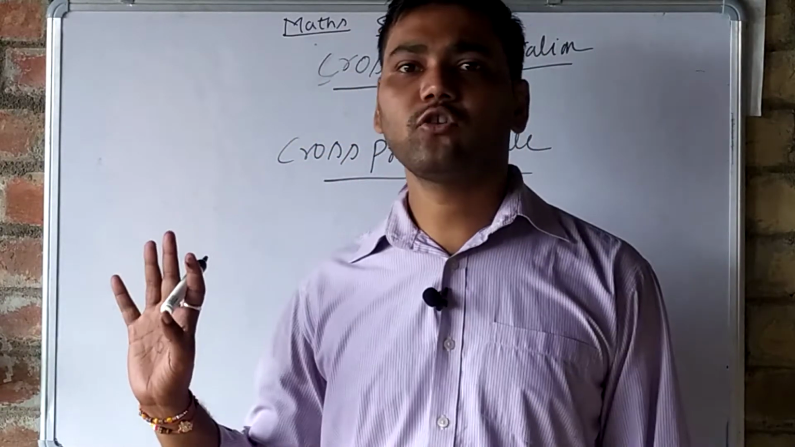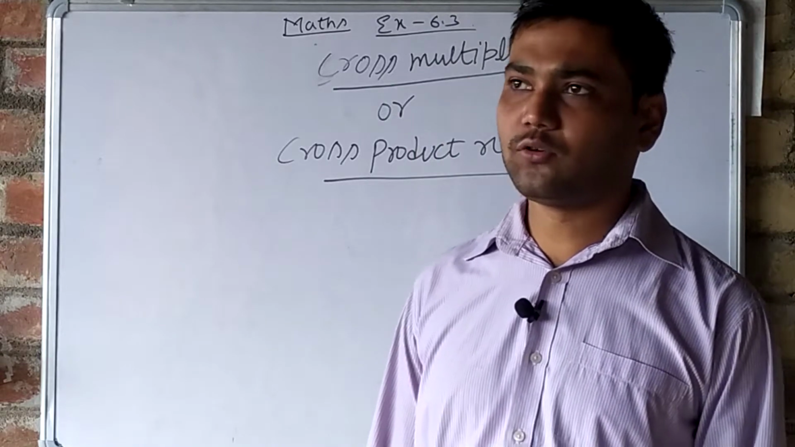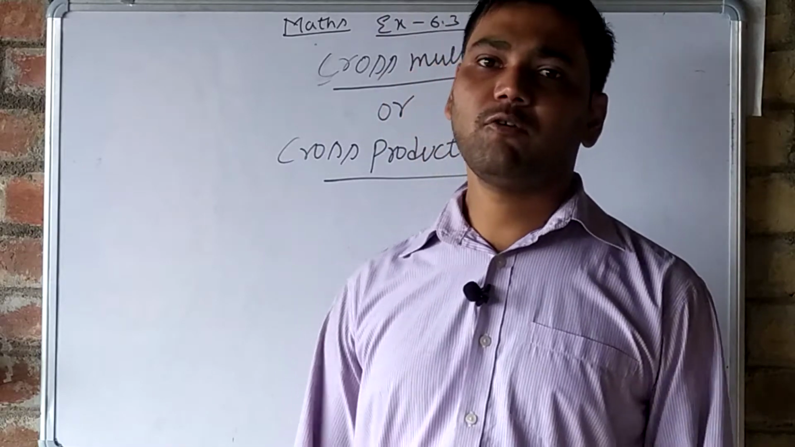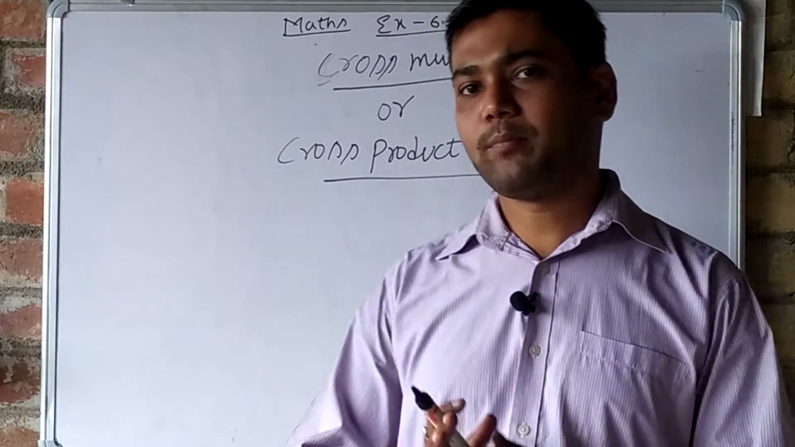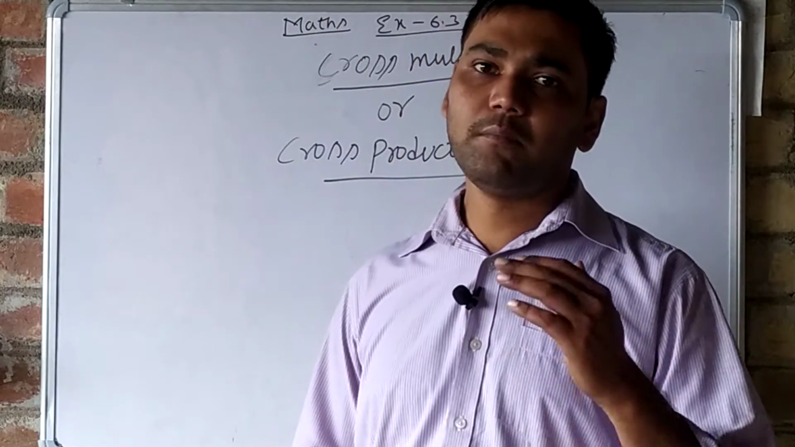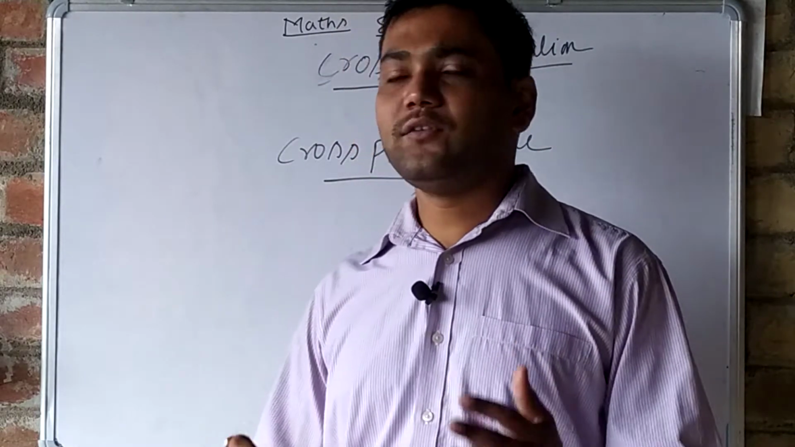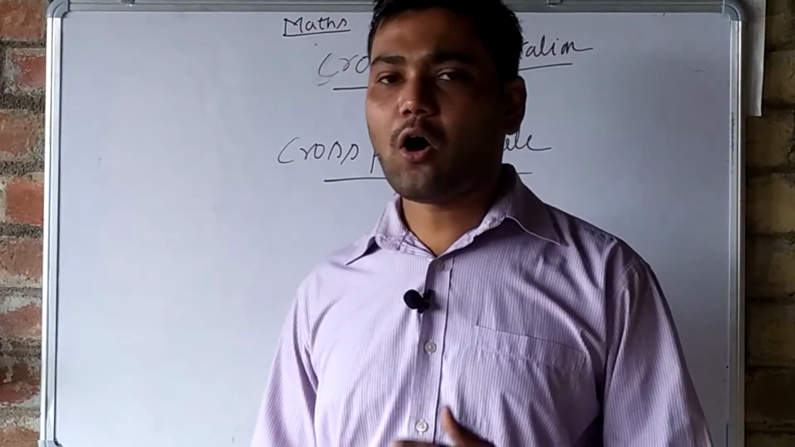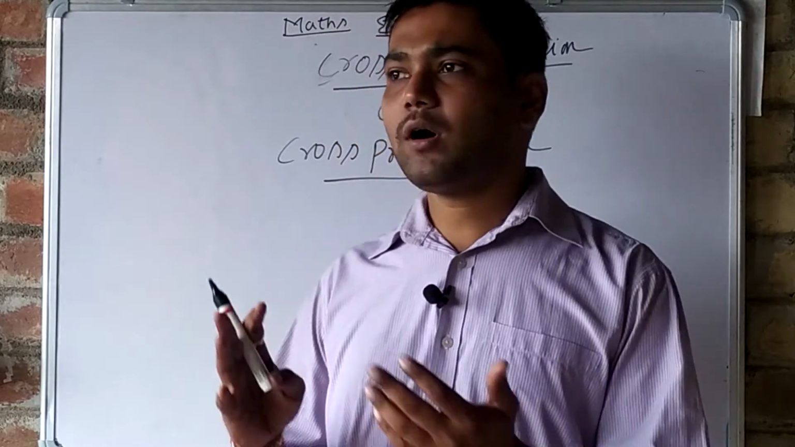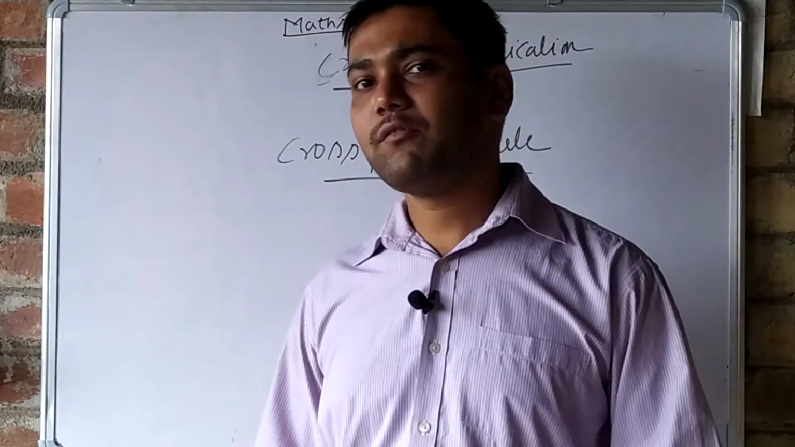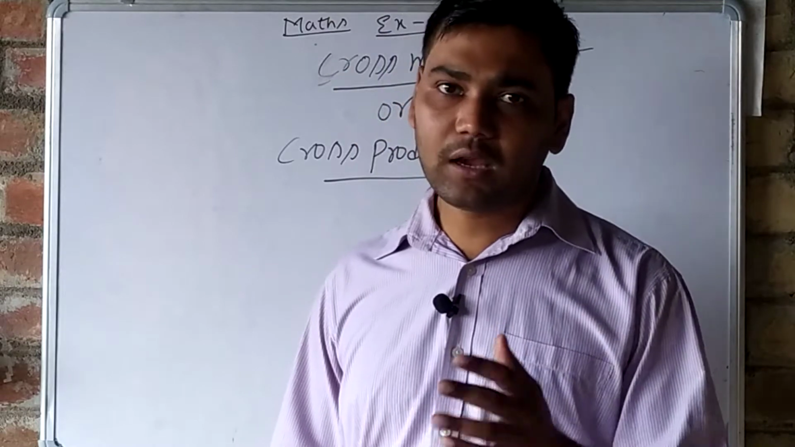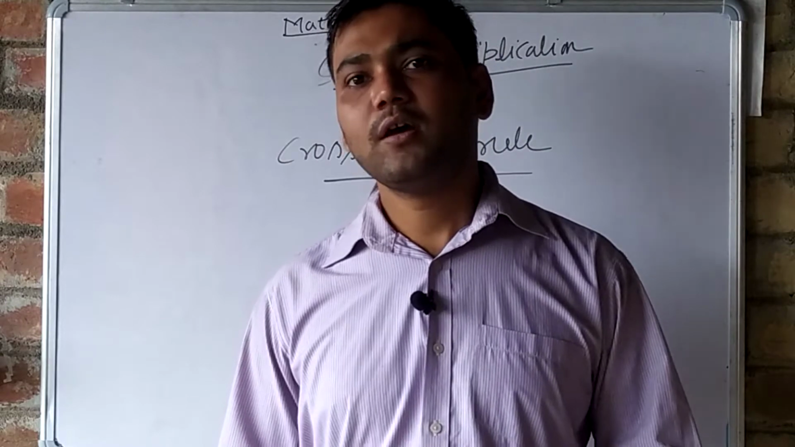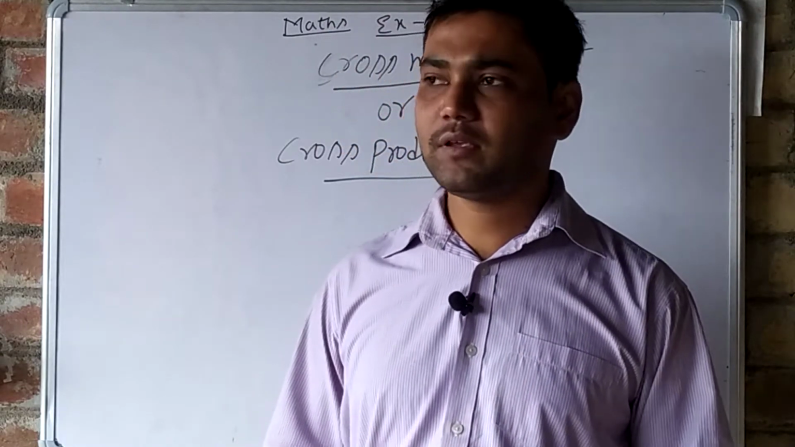We have left explaining this cross multiplication, or cross product rule, in our previous lecture, that means in our previous video. In our previous video we covered proper fraction, improper fraction, mixed fraction, the relation between improper fraction and mixed fraction, and how to convert a mixed fraction to a fraction. Then we studied like fractions, unlike fractions, and what equivalent fractions are. All these we covered in our previous lecture.